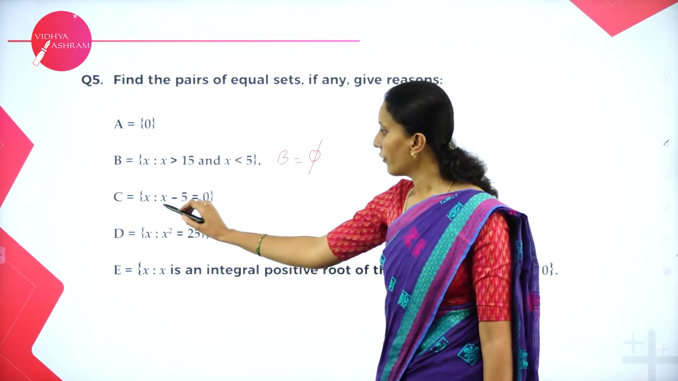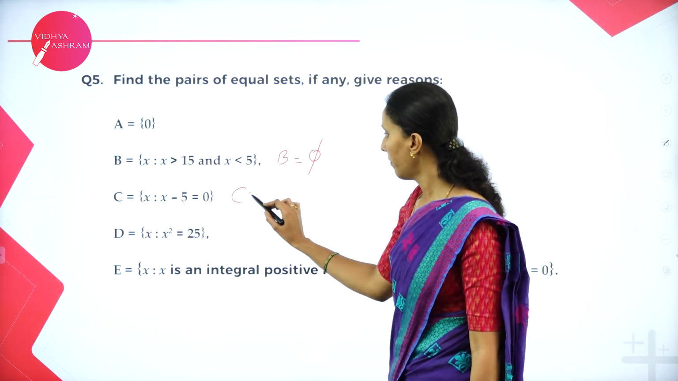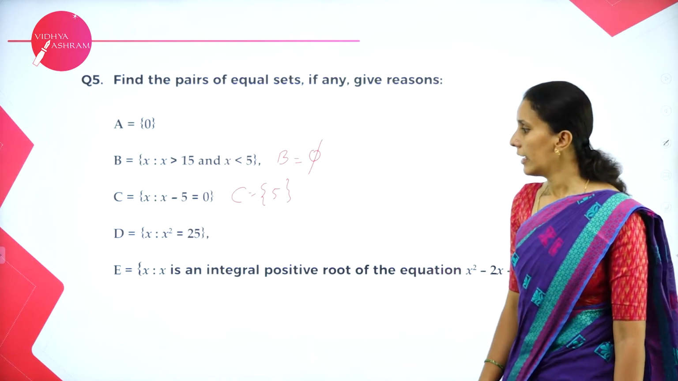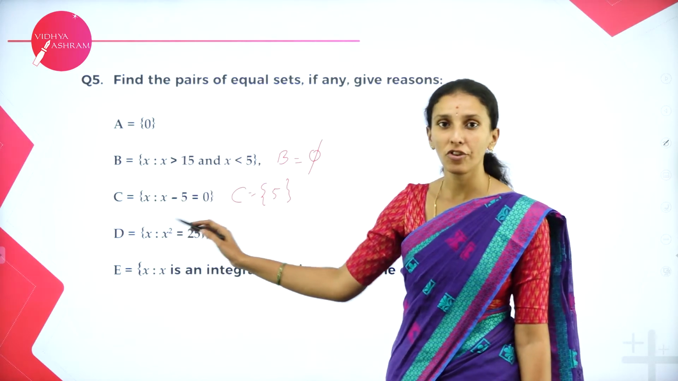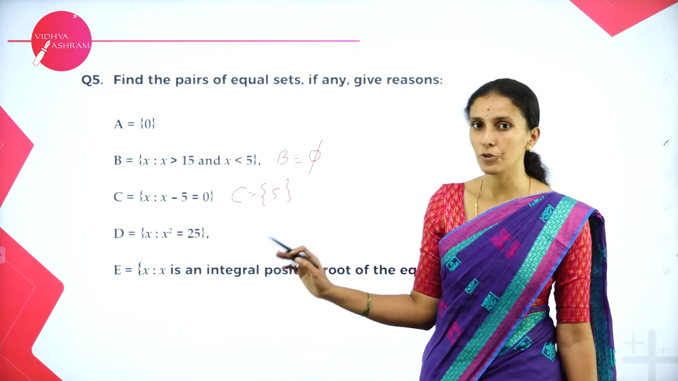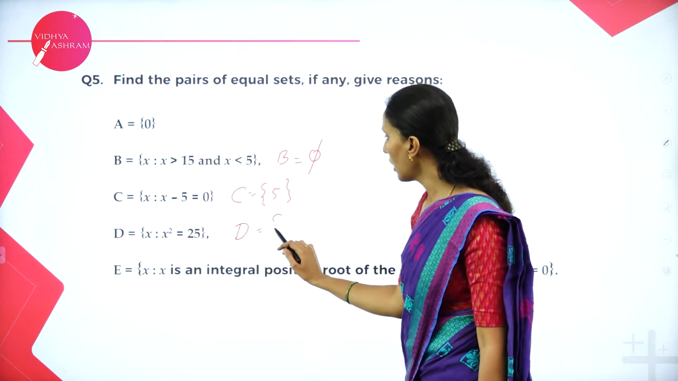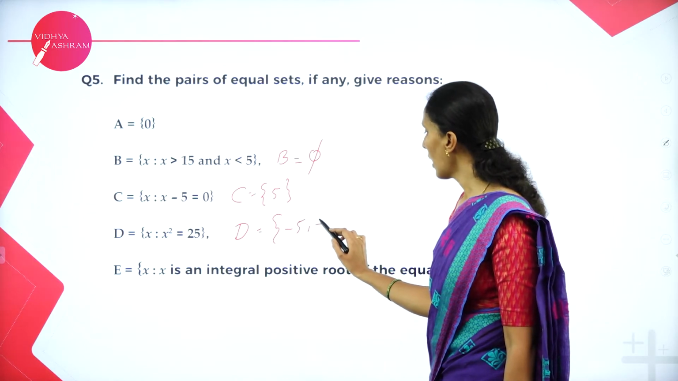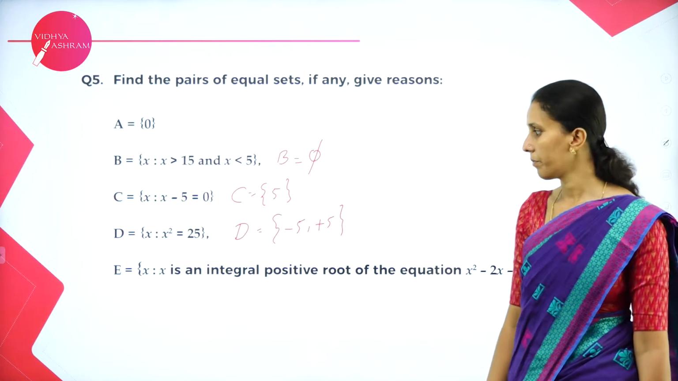And C. If you put x - 5 = 0 as the equation, then the only element is 5 here. Next, D: x² = 25. No condition on x is given, whether it should be natural or integer, so we can write all the solutions. What are the solutions of x² = 25? One is -5, another one is +5. And +5 is nothing but 5.